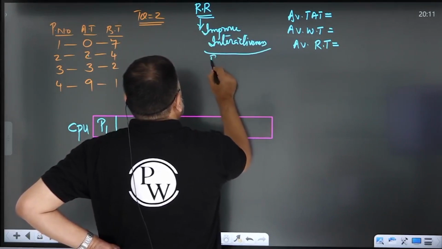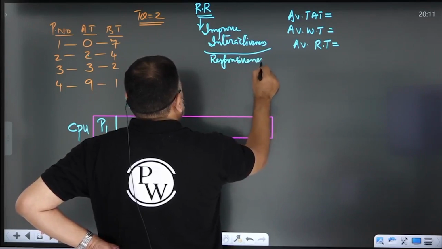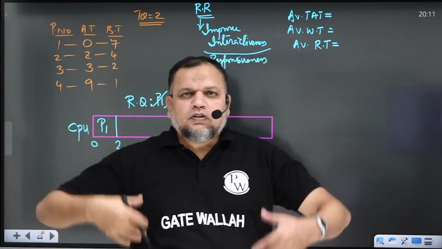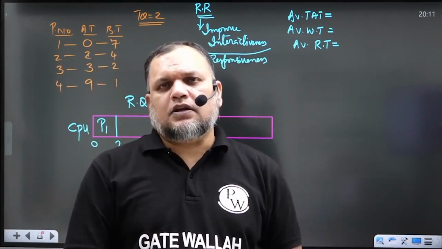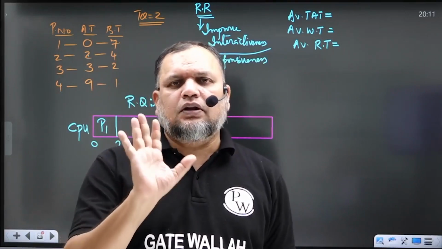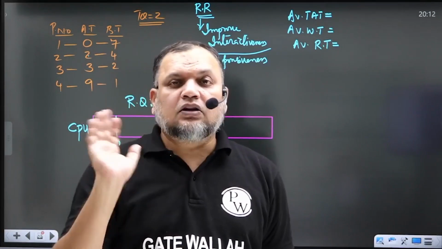Or improve responsiveness. The intention is to improve interactiveness or responsiveness. That means the processes should be given a fairer chance to run. So here an argument comes. P1 has already got a chance to run for 2 units. Now P2 has come. It is a new process, and it has not got the chance.